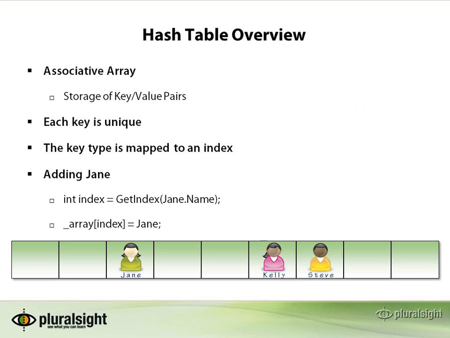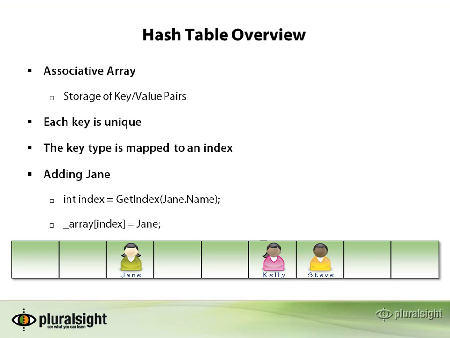So we don't know that Jane is stored at the third array index, but we know we have a method, getIndex, that when given the string Jane will return the number 2, which is the third index in the 0-indexed array, and allow us to store or retrieve Jane from that location by name.